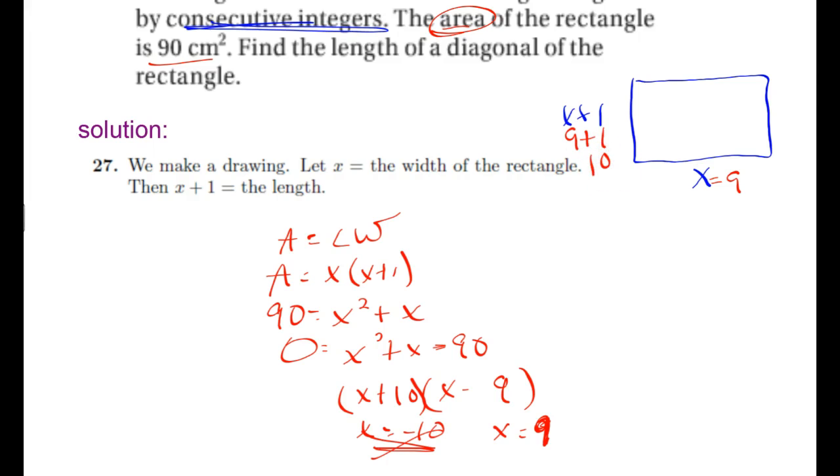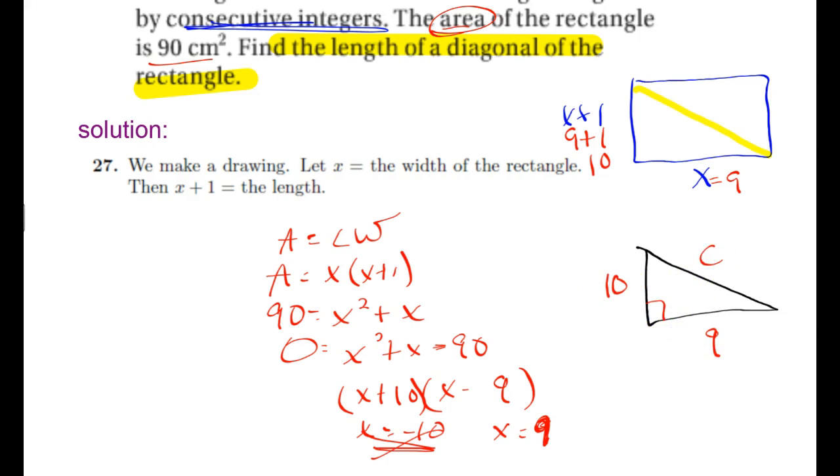But we're not done, because the real question says find the length of the diagonal of the rectangle. Well, I haven't even drawn the diagonal in. The diagonal is here in yellow. And again, I'll pop out a triangle. This black triangle is what I'll be working with, and I finally have some sides of that triangle. I found out that this is 9 and 10, and they say find this length.